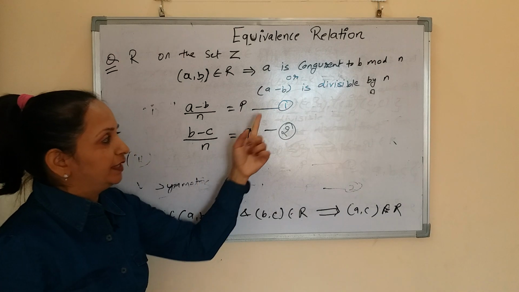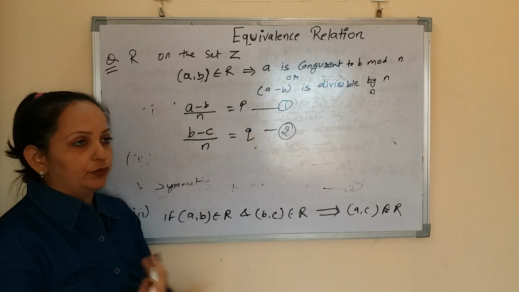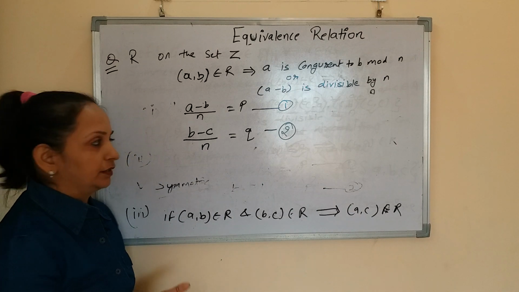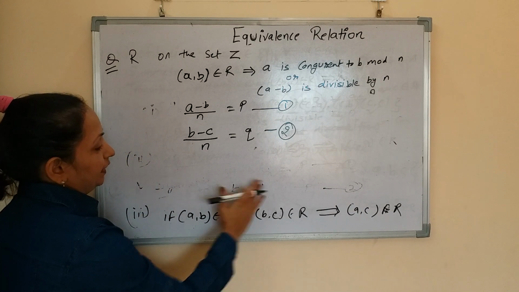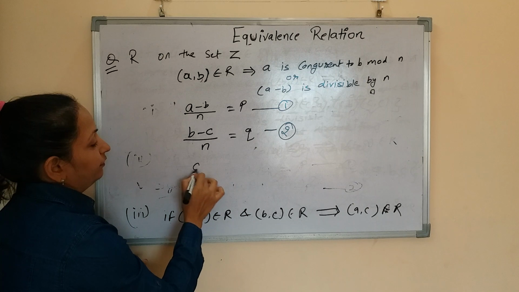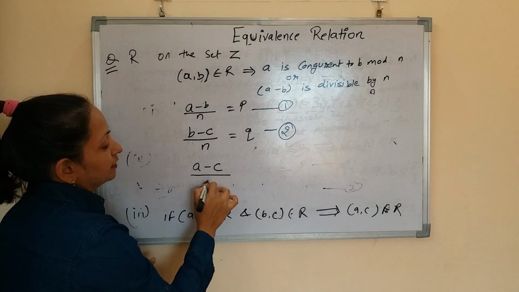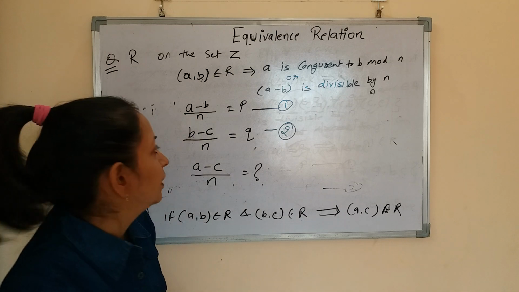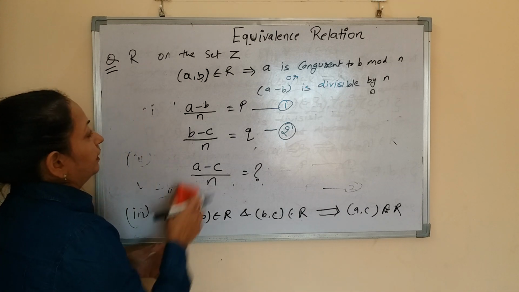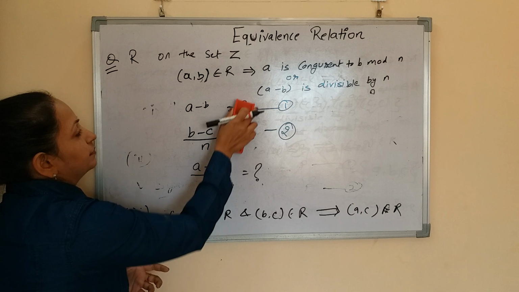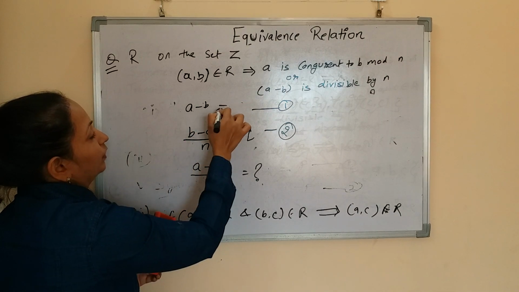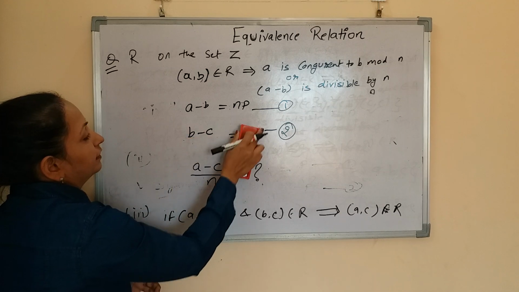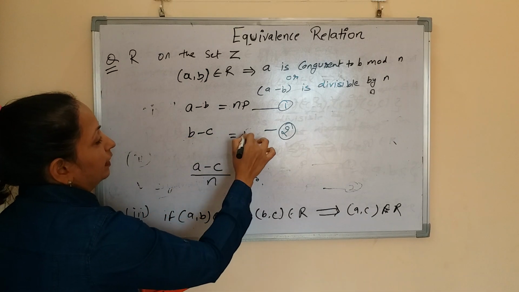By assuming that these two statements are true, we have to prove if AC belongs to R or not. So we have to check if AC belongs to R, that means if A minus C is divisible by N or not. That we are going to find out. So what we can do, we can write this statement as A minus B is equal to NP and B minus C is equal to NQ.